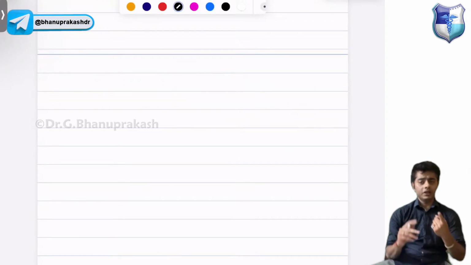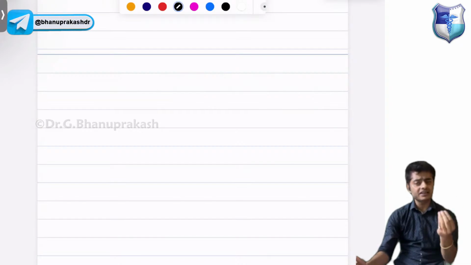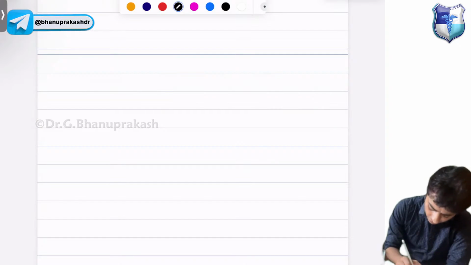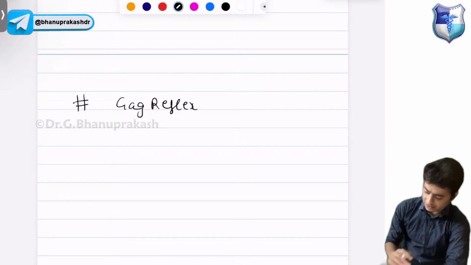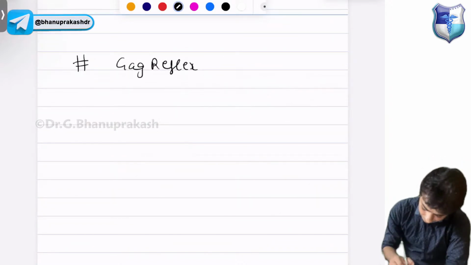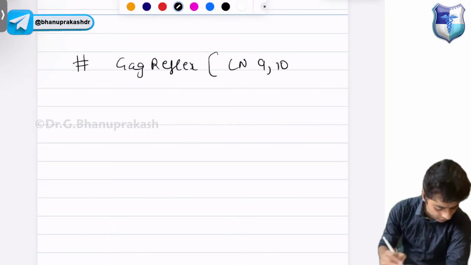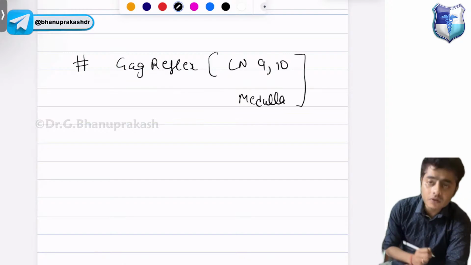Now, in the brainstem are your midbrain, pons, and medulla. We have tested the third, sixth, seventh, eighth, and ninth nerves. Now we will test the 9th, 10th, 11th, and 12th cranial nerves. So how can we test that? There is one thing known as the gag reflex. Gag reflex is mediated by the ninth and 10th cranial nerves of the medulla.